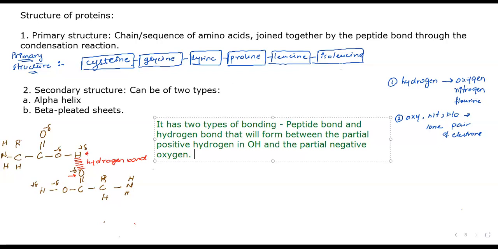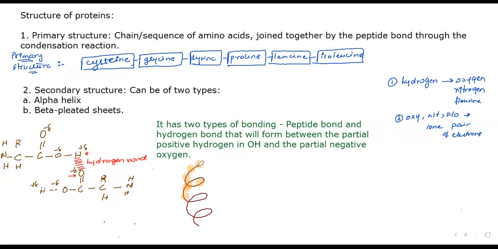Now, the folding can happen in two possible manners. One possible manner is that you can have a spiral structure. What is the spiral structure that I'm talking about? You can have, for example, something that looks like this. This is the chain. You can get a spiral structure like this. And these dots are your amino acids.